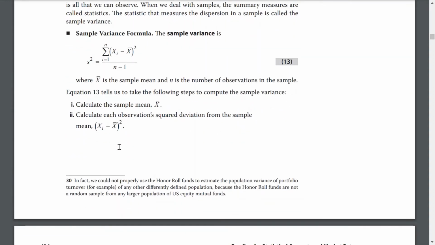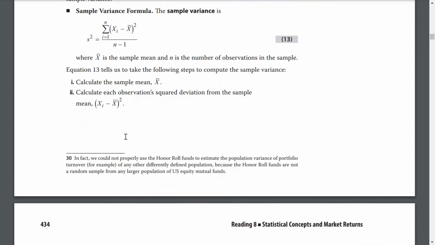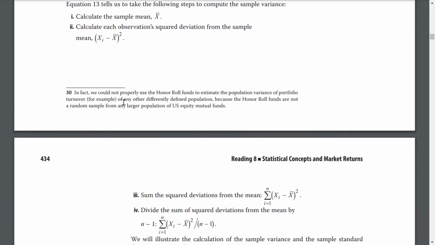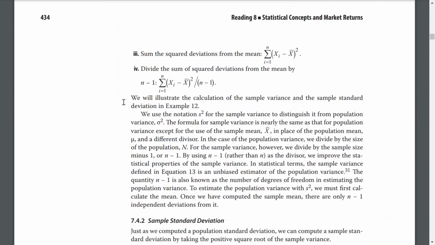Equation 13 tells us to take the following steps to compute the sample variance. Calculate the sample mean, X bar. Calculate each observation's squared deviation from the sample mean, X sub i minus X bar, to the power of 2. Sum the squared deviations from the mean. Divide the sum of the squared deviations from the mean by n minus 1.